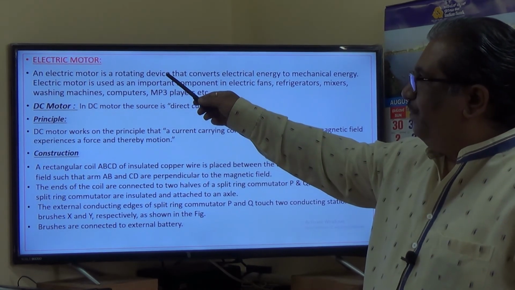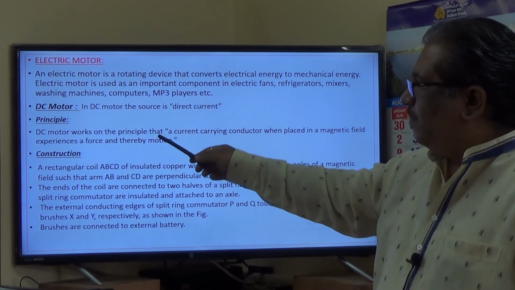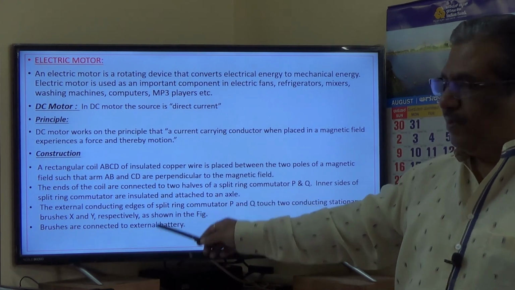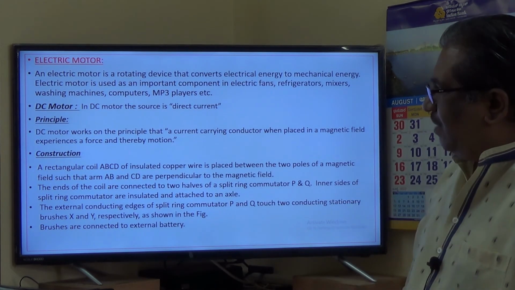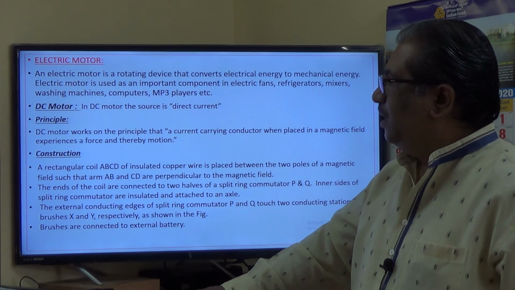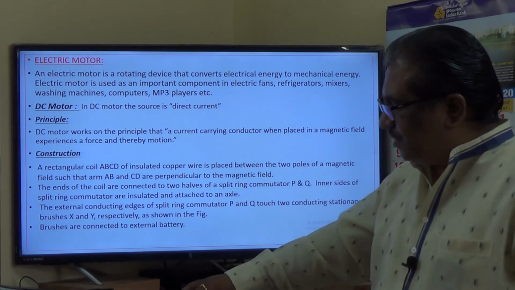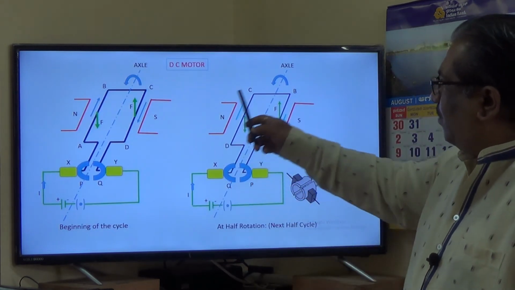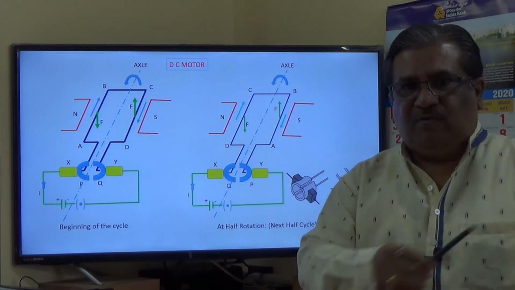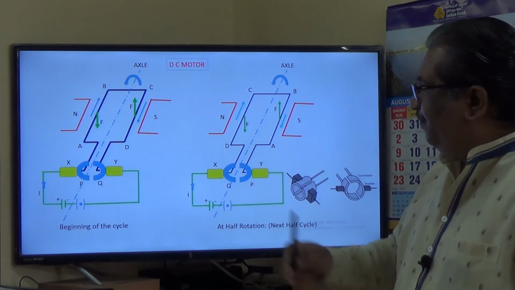Here, motor. What is a DC motor? Principle, construction. Whatever I read was drawn on the diagram also. So pause the video and make a note of all this. Next, this is how it looks like. The same diagram was drawn on the board.